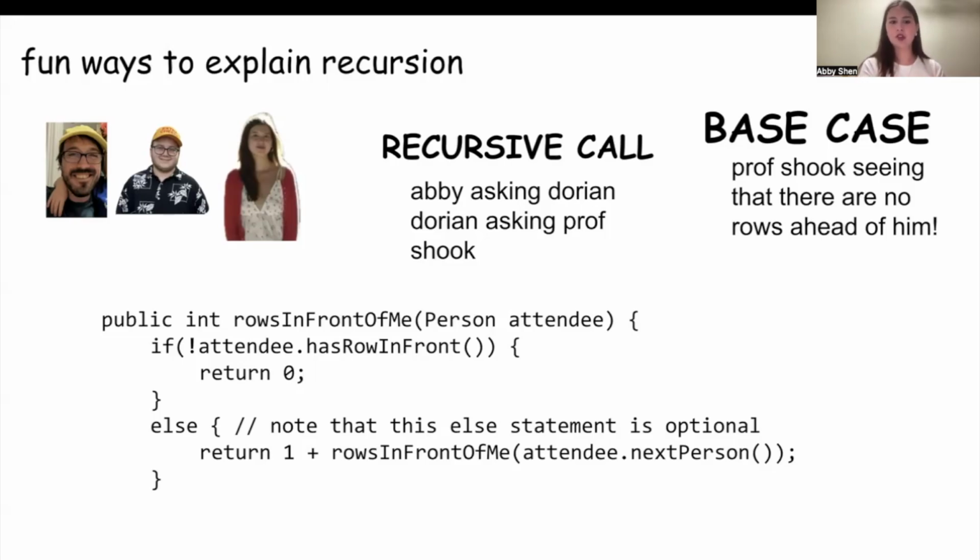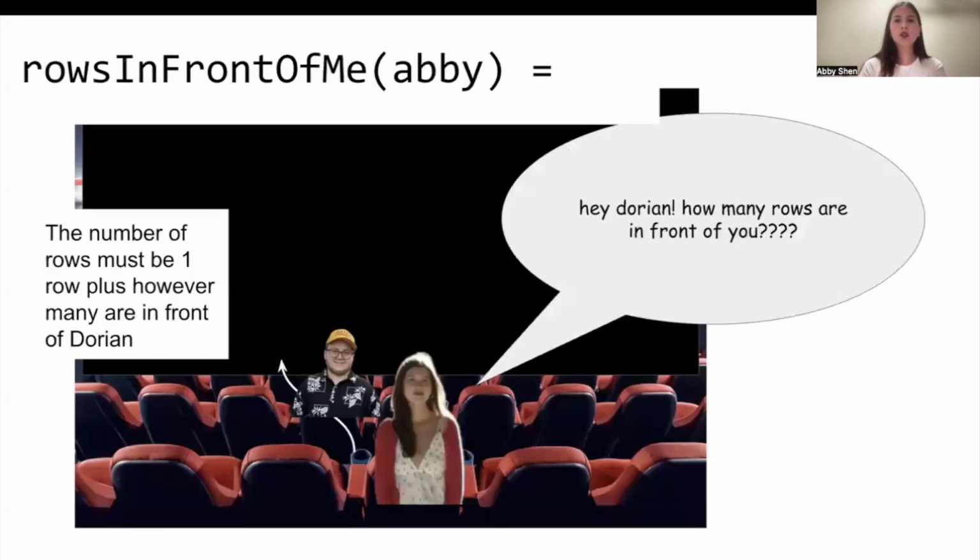Say there's 0 rows in front of me. And then otherwise, you'd want to say, well, there's 1 plus however many rows are in front of the next person. So this might not make 100% sense yet, but let's walk through it with this same example.